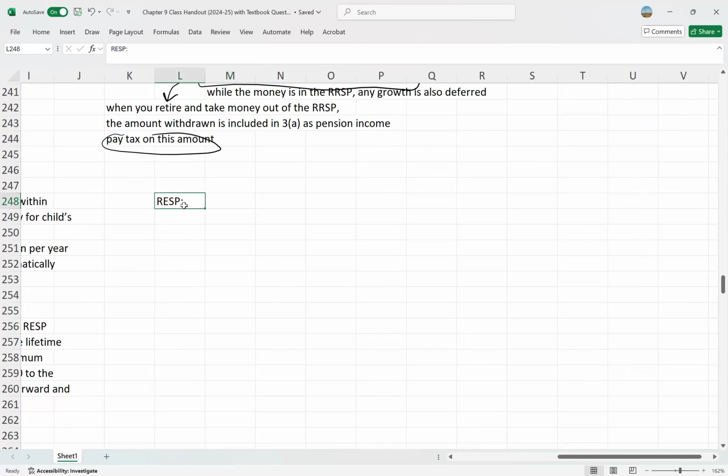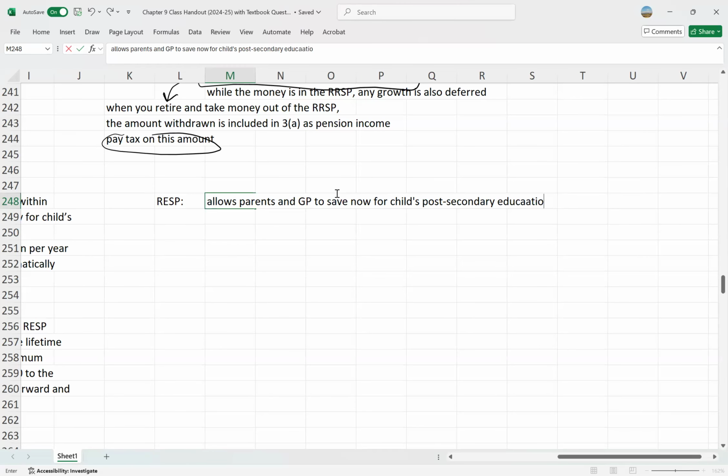This basically allows parents and grandparents to save now for a child's post-secondary education. So the parents and the grandparents are known as the subscribers. They are the subscribers to the plan.